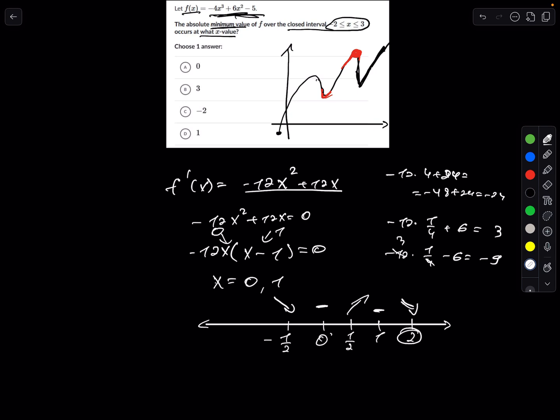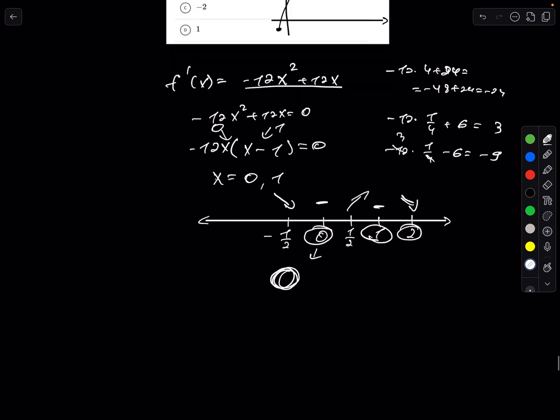Well, here is our minimum and here is our maximum. The question is asking for the minimum value, so it must be 0. So the answer should be A. Let's move on to the next question.